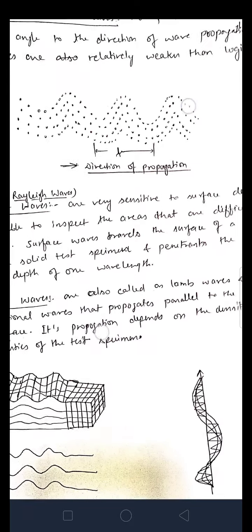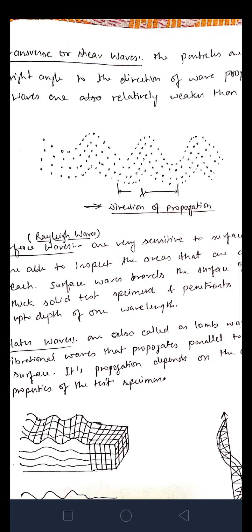These waves are relatively weaker than longitudinal waves; basically, shear waves are weak in comparison with longitudinal waves. So this is the propagation of shear waves. See in the figure, right? See in the figure, my dear student. The next one is the surface waves.